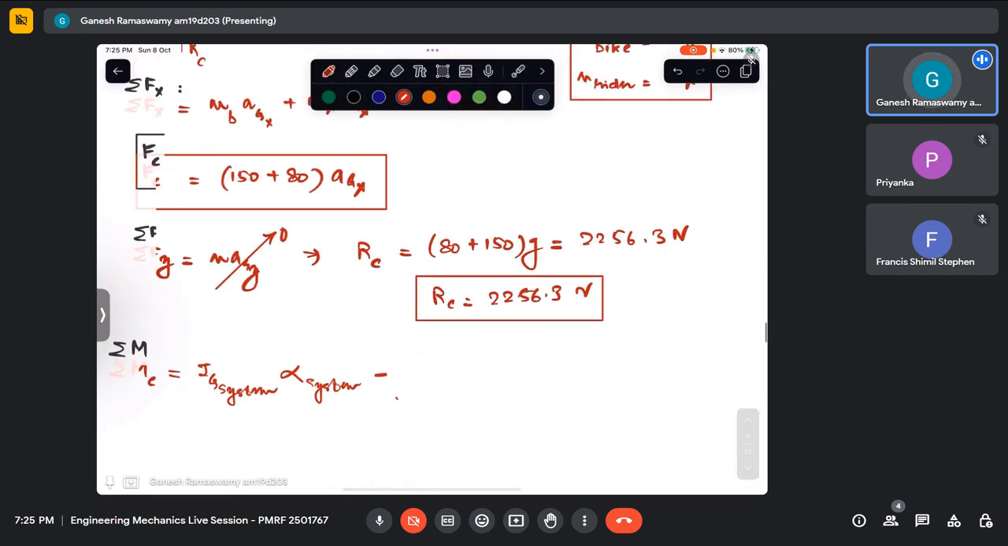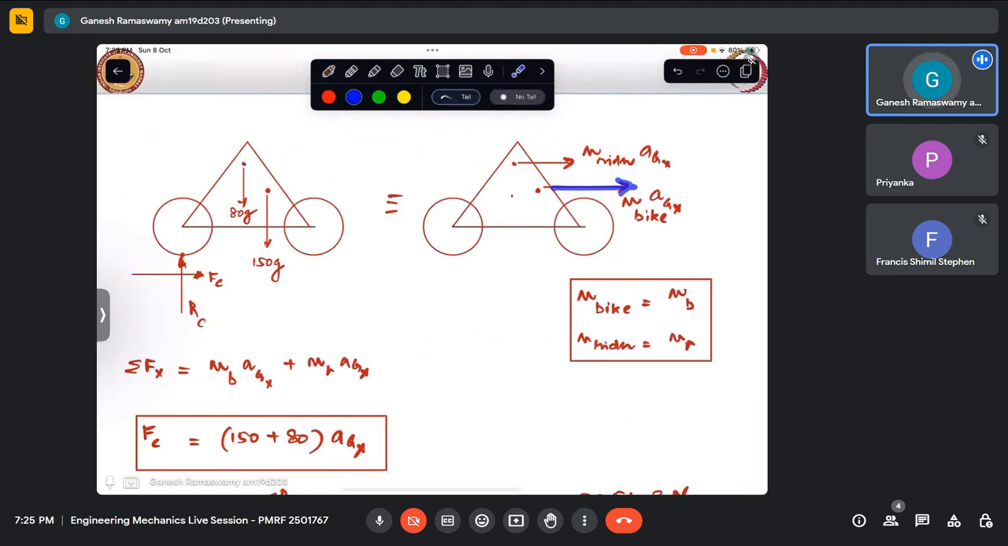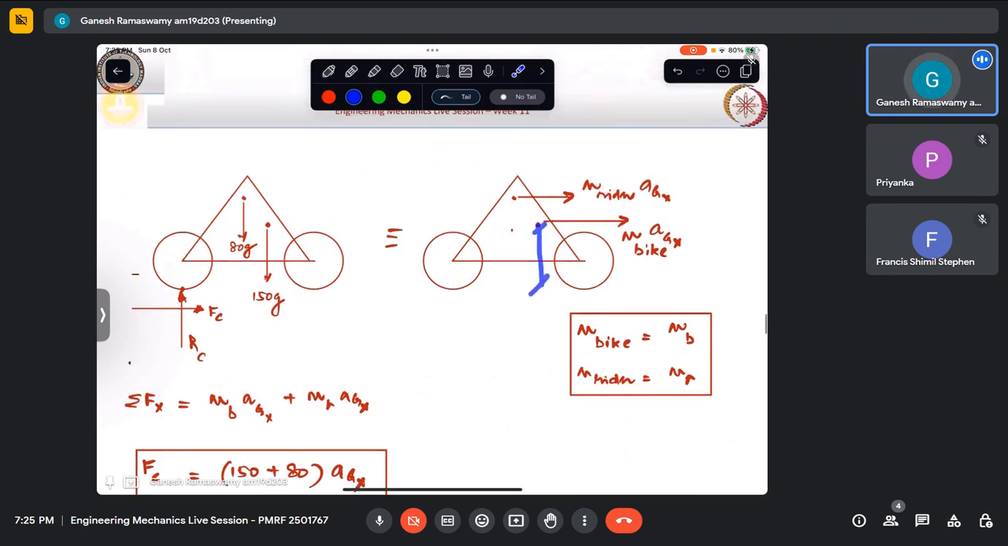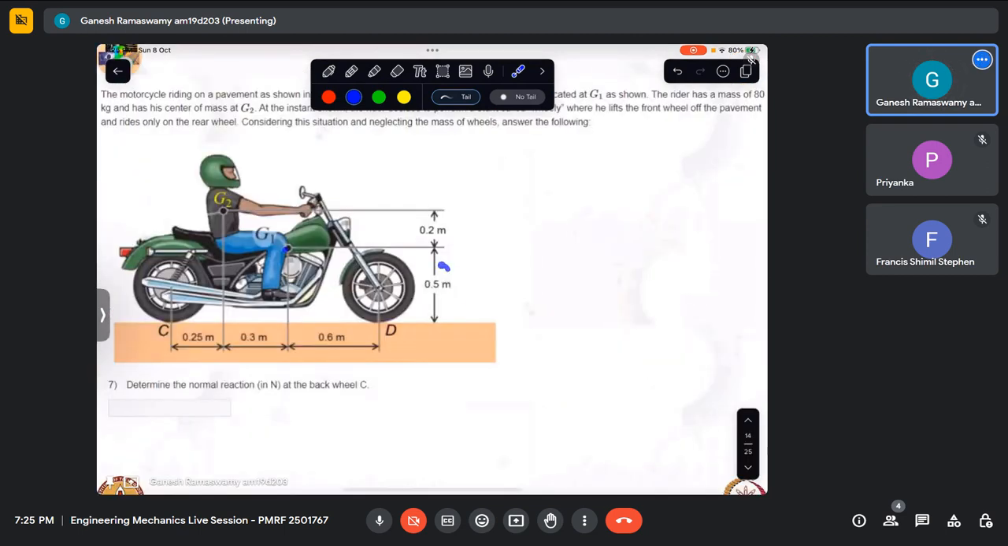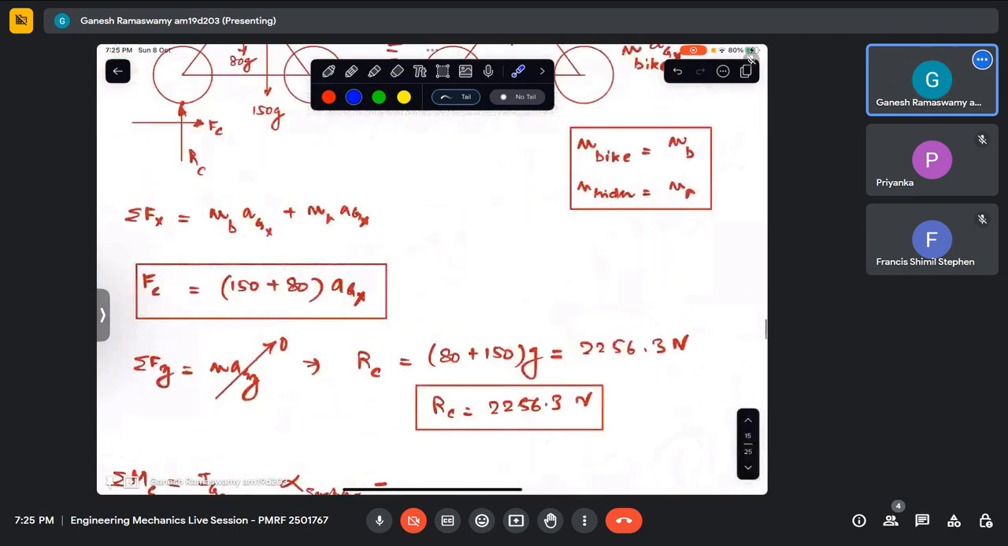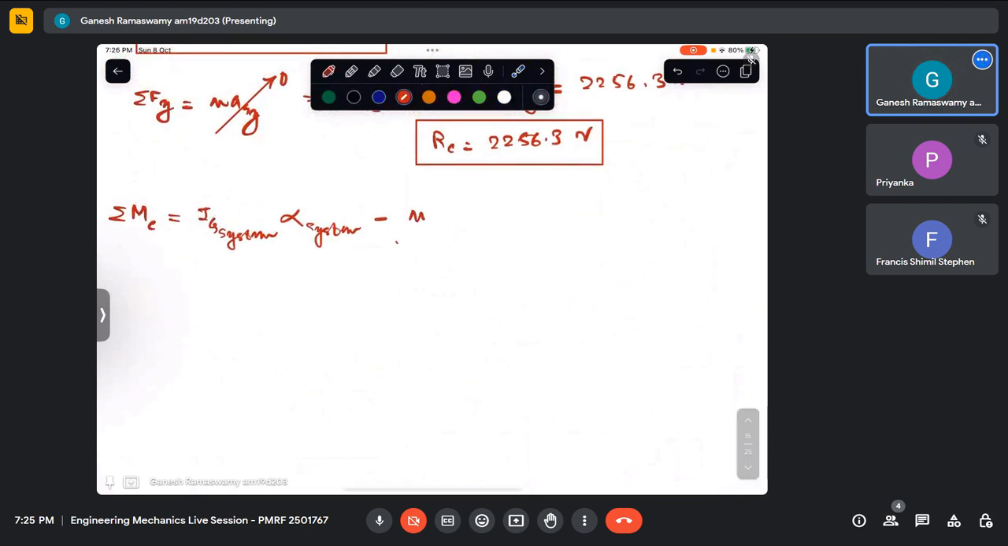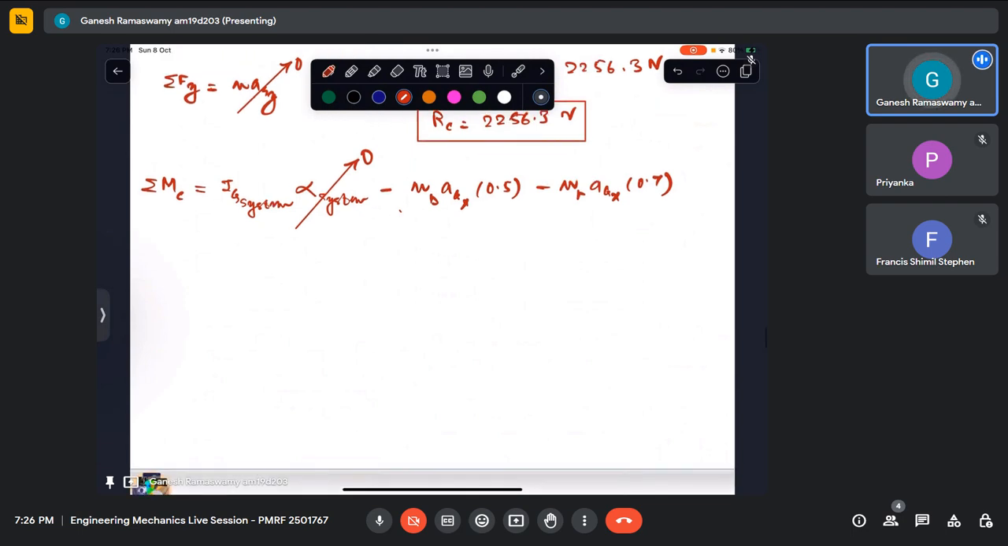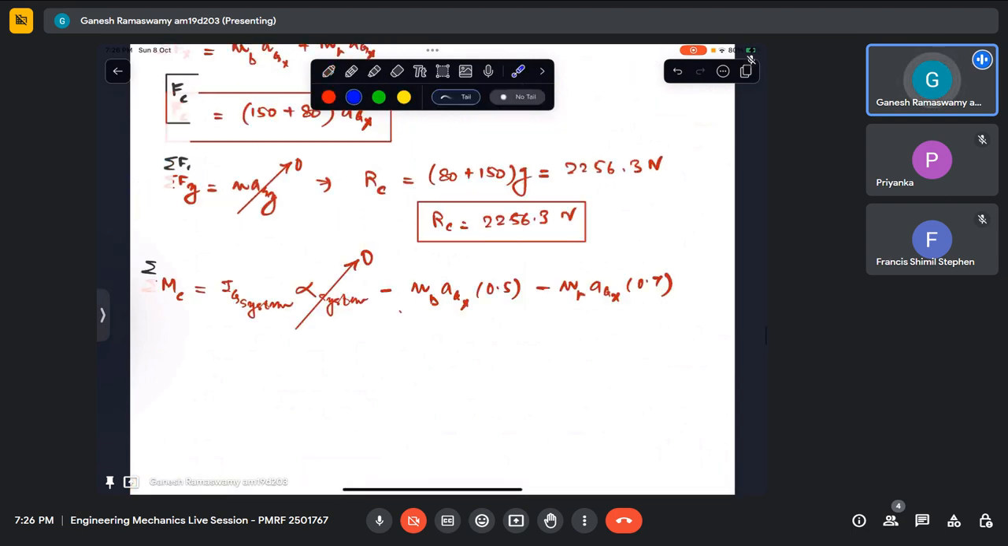Minus, this will create a moment like that. What will be the lever arm of that moment? It is this 0.5. Another will be 0.5 plus 0.2, which is 0.7. So this will be m bike agx into 0.5 minus m rider agx into 0.7. This I have not expanded. From the free body diagram, I have to expand that.